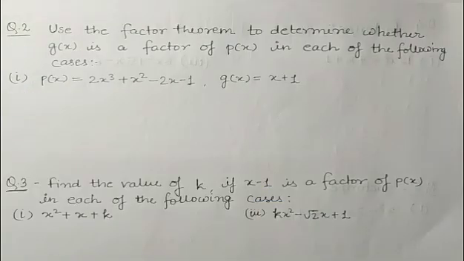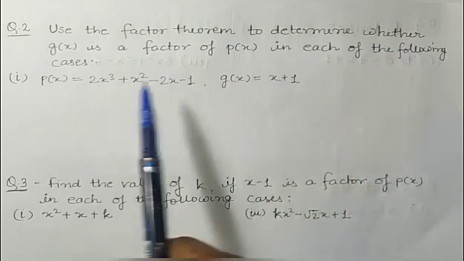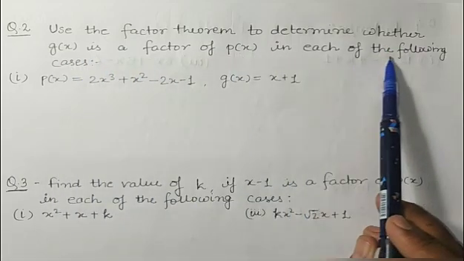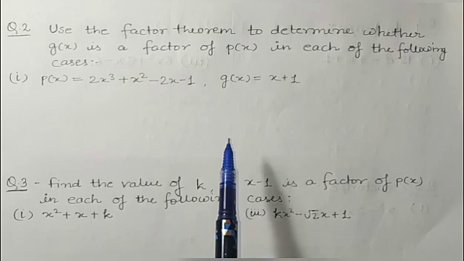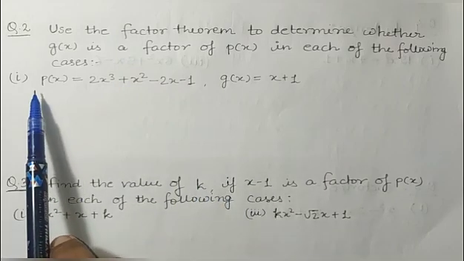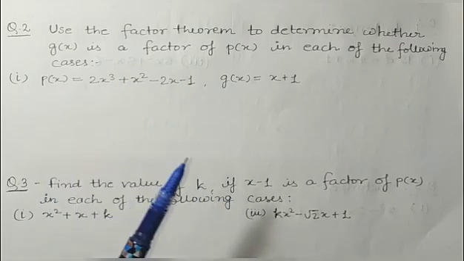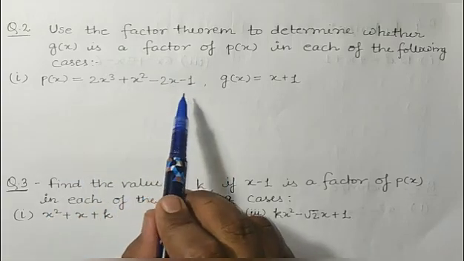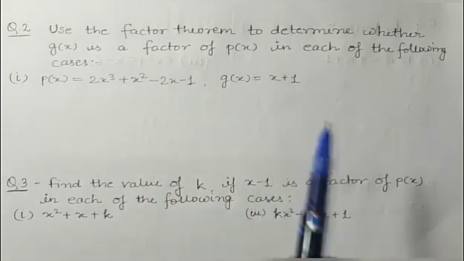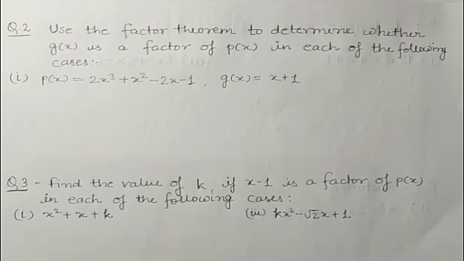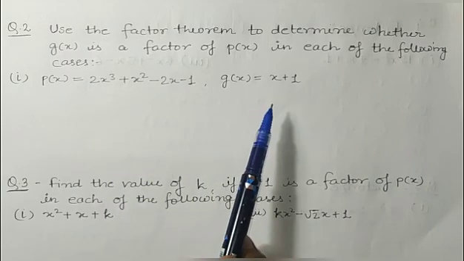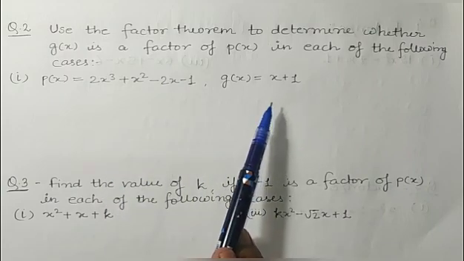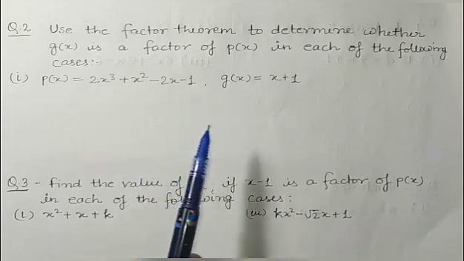Question number 2 is: use the factor theorem to determine whether g(x) is a factor of p(x) in each of the following cases. Okay, so first part we have taken here. The value of polynomial p(x) is given, the value of g(x) is given. Here again we will find the remainder. If the remainder is 0, then we can say that g(x) is a factor of p(x). If the remainder is not becoming 0, we cannot say that g(x) is a factor of p(x).